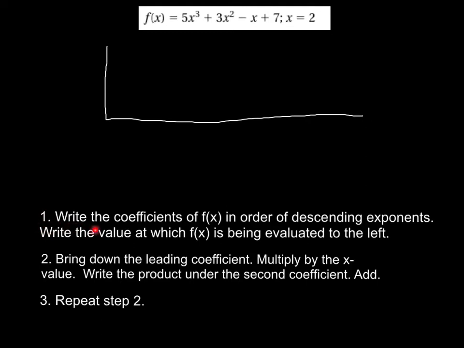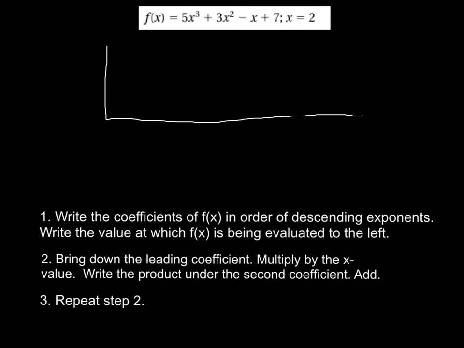We're going to write the coefficients of f of x in order of descending exponents. So when we look back at our function here, we have f of x equals 5x cubed plus 3x squared minus x plus 7. If we look at the exponential values of each of these pieces of the function, they're already in descending order. We have x to the third power, x to the second power, x to the first power, and x to the 0 power, which is just 1. So the first thing you need to do before you use synthetic substitution is make sure that your function is written in decreasing exponential order.